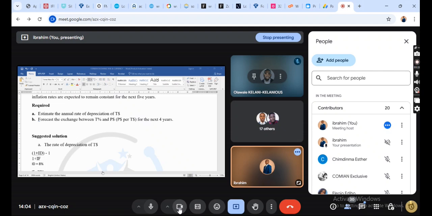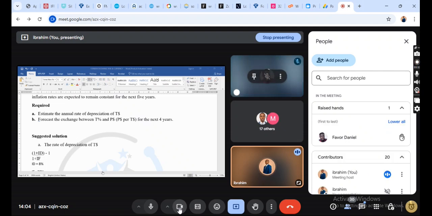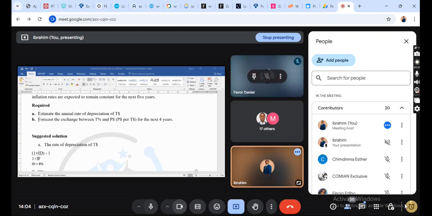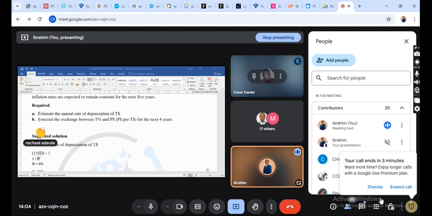Class, that is what? Forward exchange rates. Forecast the exchange rate. See, it is not all tutors that explain this foreign currency part like this.